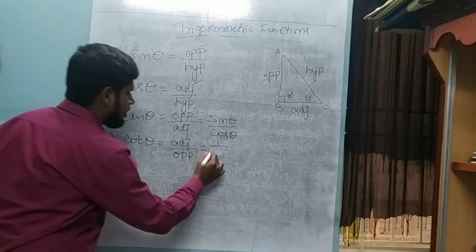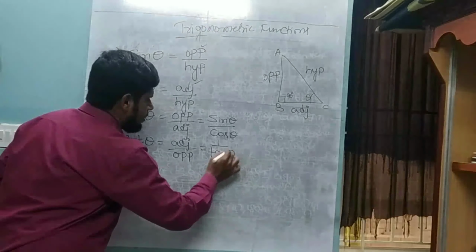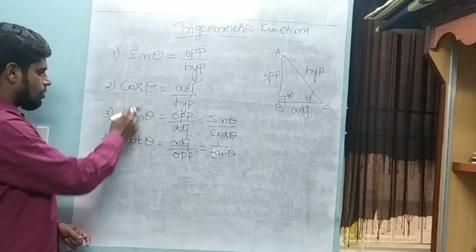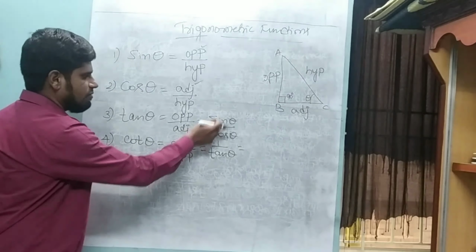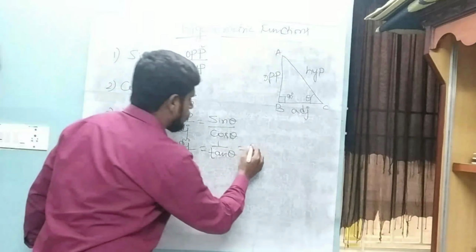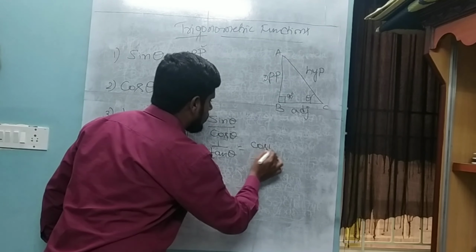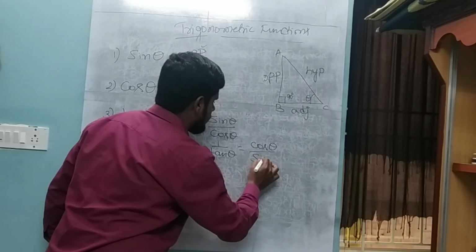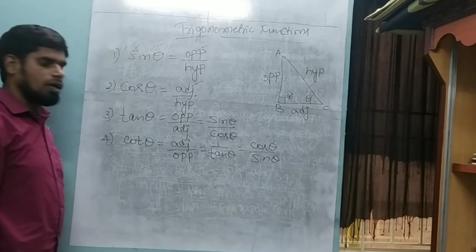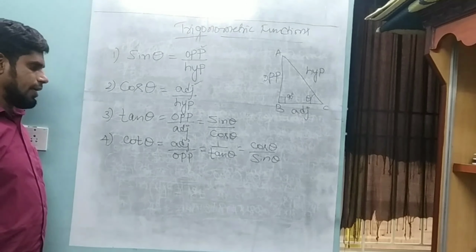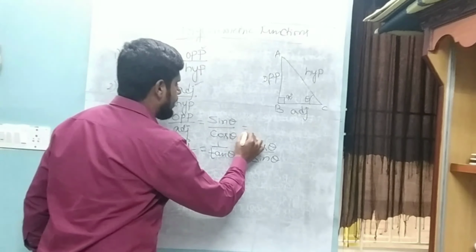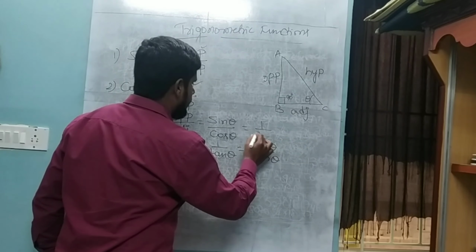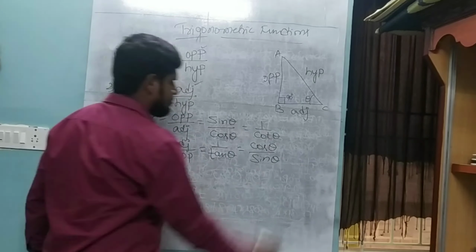Cot theta can be written as 1 divided by tan theta, because both are reciprocal here. And the other way of writing cot theta is with the help of sine and cos. So cot theta can be written as cos theta by sine theta. So with the help of the fourth definition, tan theta can also be written as 1 by cot theta.